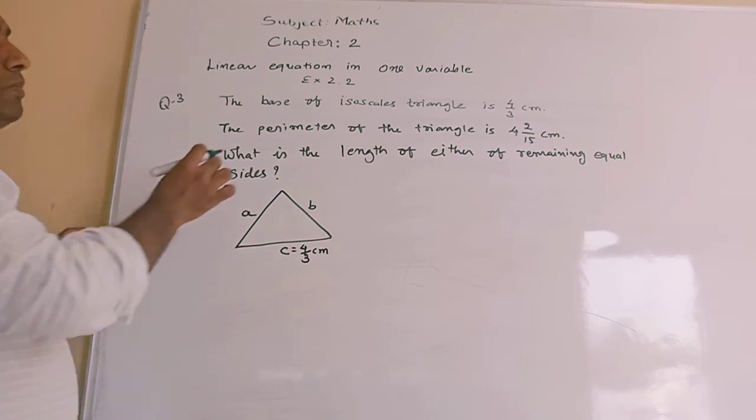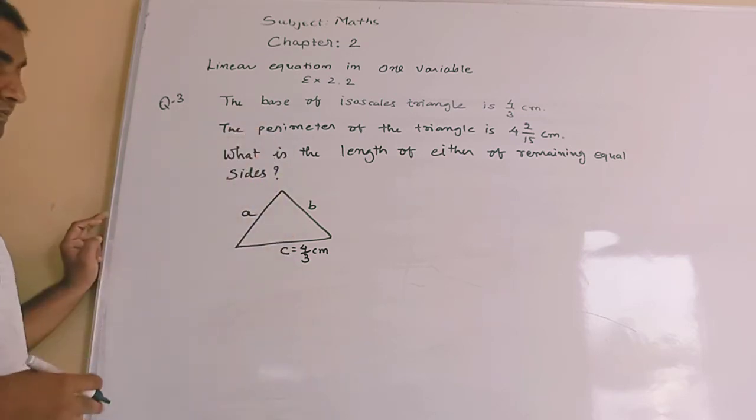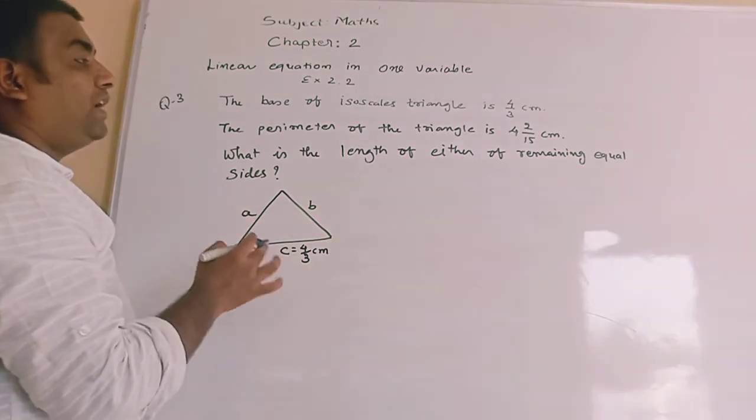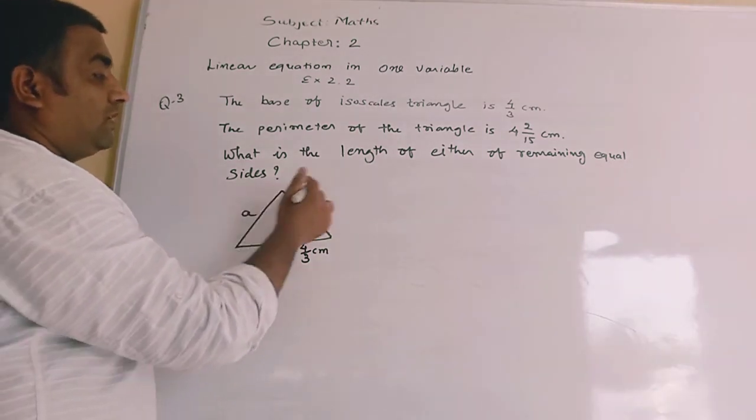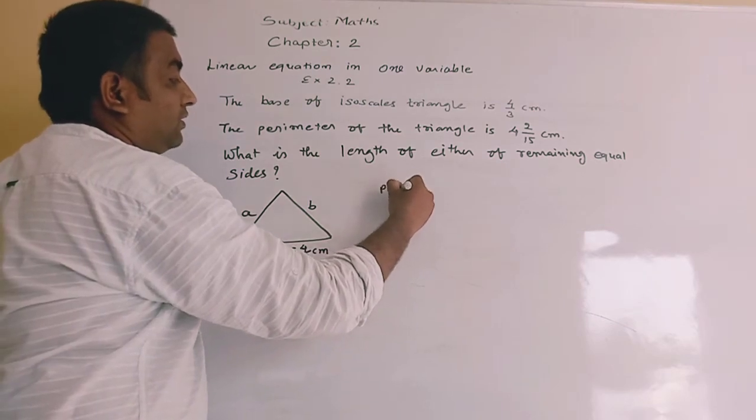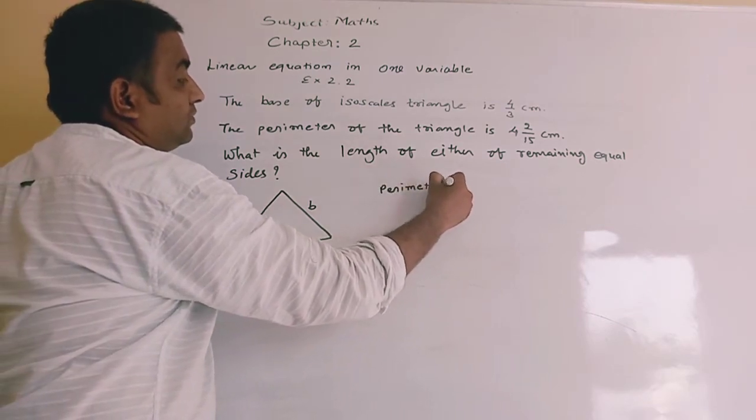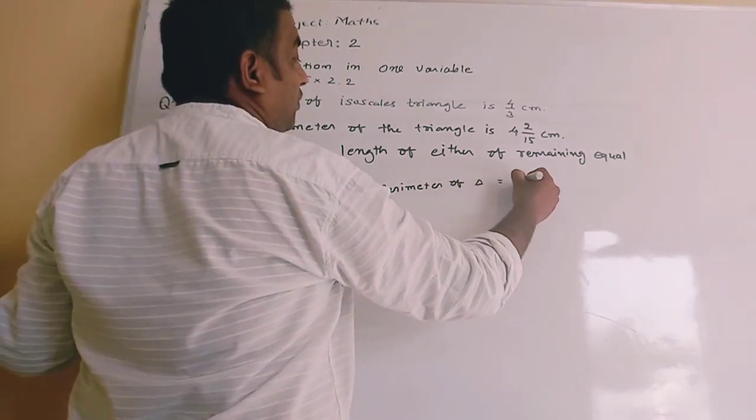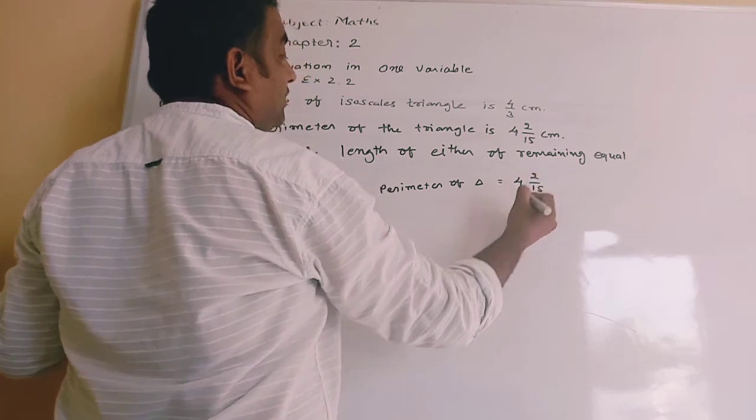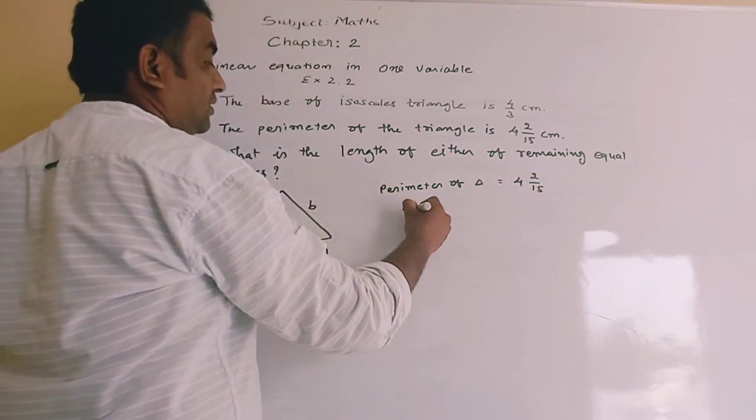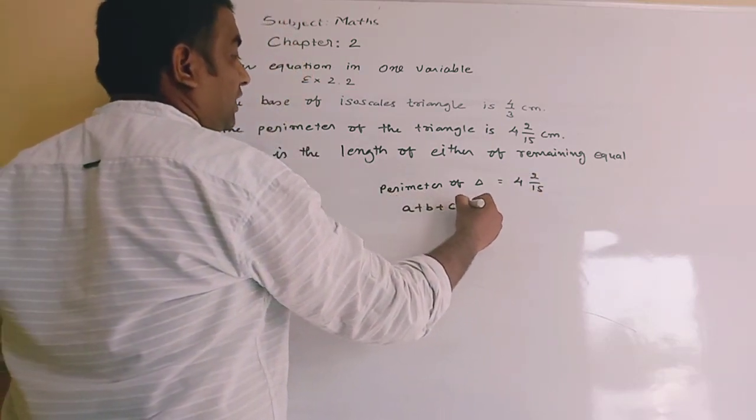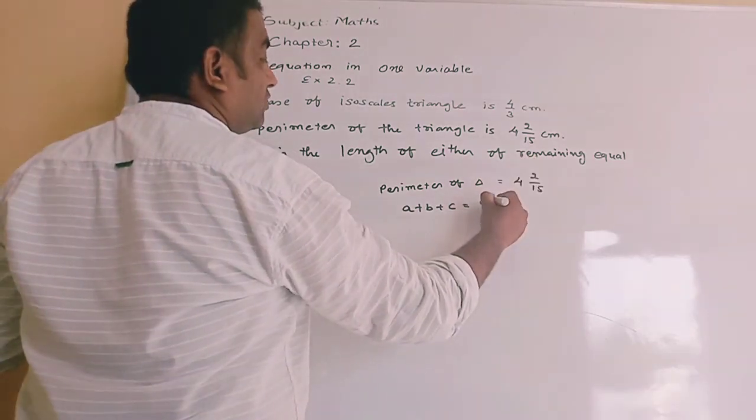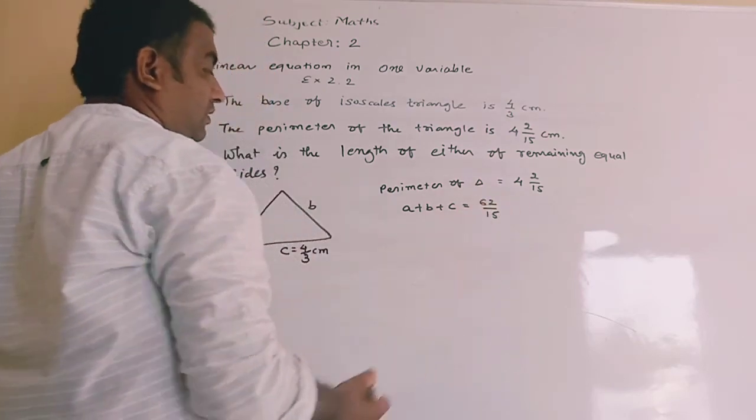And the perimeter of the triangle means the sum of all the 3 sides. Perimeter of any figure means the sum of all the sides. So here the perimeter of the triangle is given as 2 by 15. So A plus B plus C equals 62 by 15.